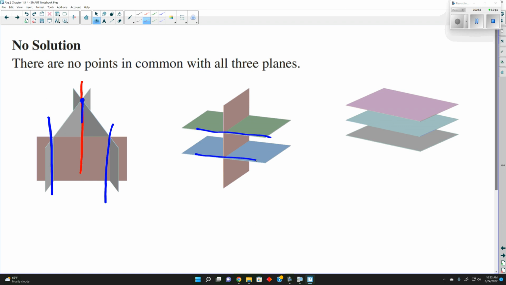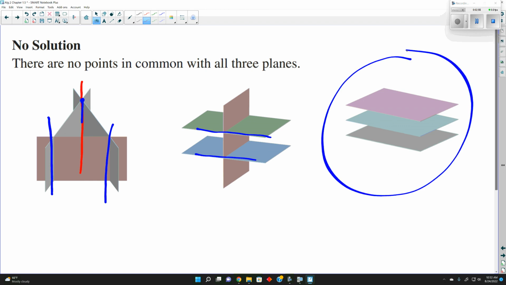And the last one, well, there is no intersection at all, because the 3 of them are parallel to each other. We need them to have at least one point in common with all 3 planes. That is the main goal for this here. Questions on this so far?